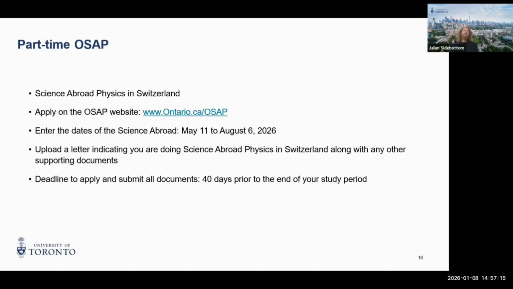For the science abroad physics in Switzerland, that would be a part-time OSAP application. You would apply directly on the OSAP website for this. Enter the study dates that you'd be participating in, May 11th to August 6th. And then upload a letter indicating what your plans are, that you're planning on doing the science abroad in Switzerland, along with any other supporting documents the application asks for. Final deadlines are 40 days prior to the end of the study period for part-time OSAP.